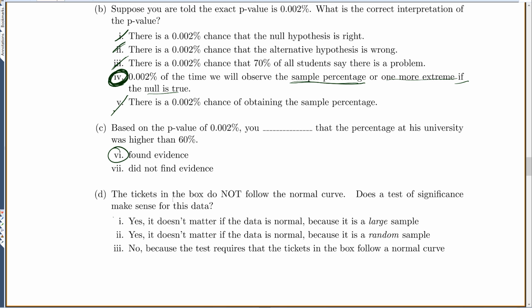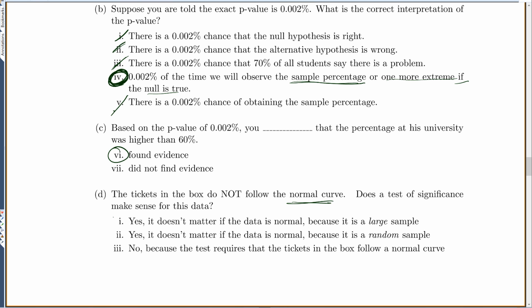Part D. The tickets in the box do not follow the normal curve. Okay, so when they say tickets in the box, it's because our book tries to tie everything back to box models. It's just a way of saying the data in the population. So the data does not look like it follows the normal curve. So could you still do this test of significance? Would it still make sense?